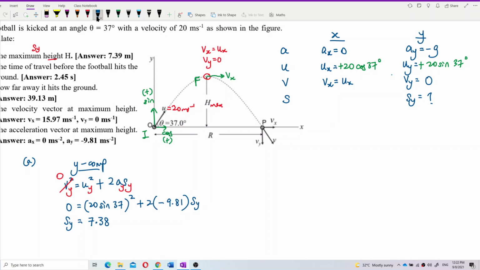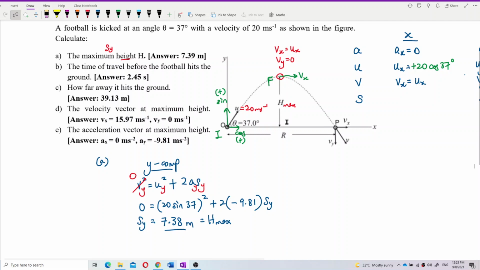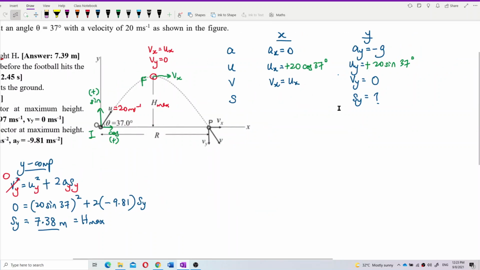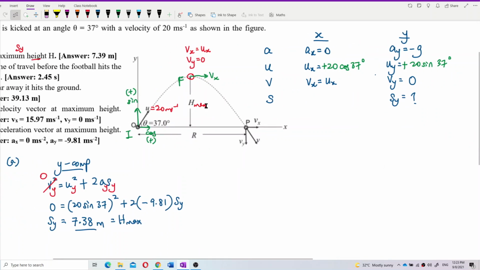7.38 meter. Yeah, that's the answer. So that is the maximum height. That sy is 7.38 meter. Maximum height. Okay, that's sy, until it reaches the maximum height. This is the 7.38 meter. That's the maximum height.